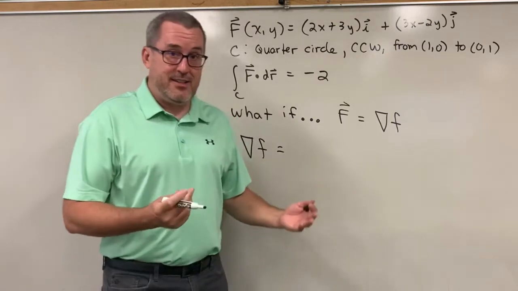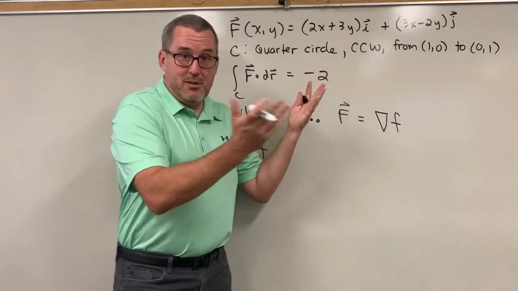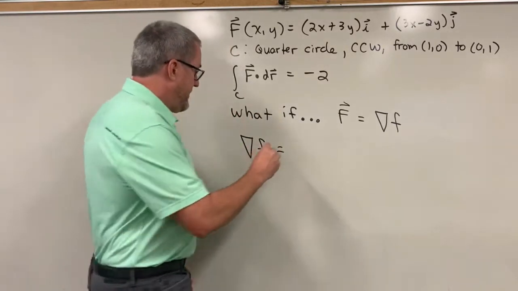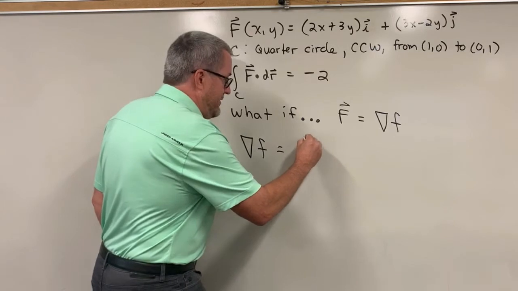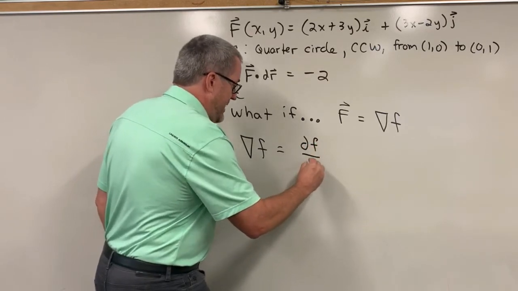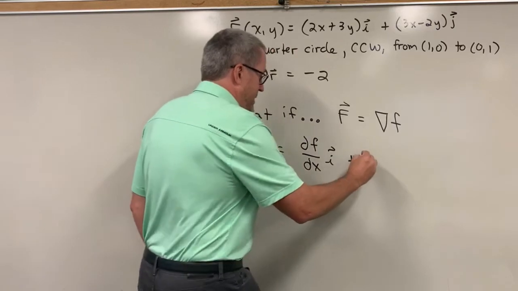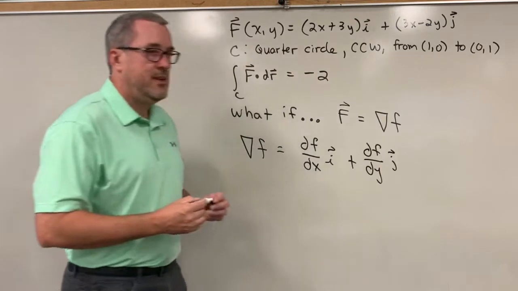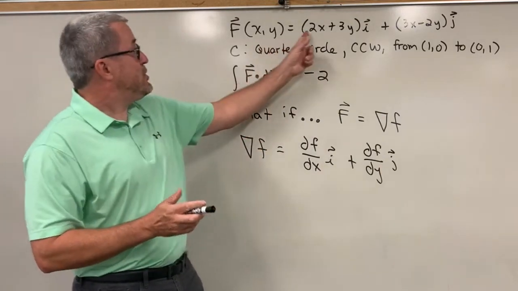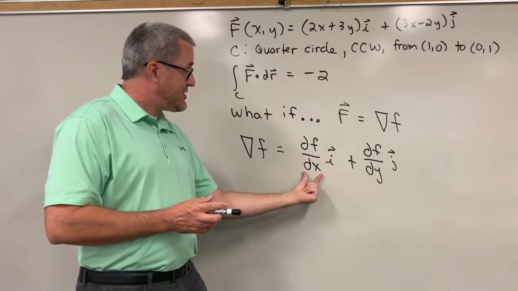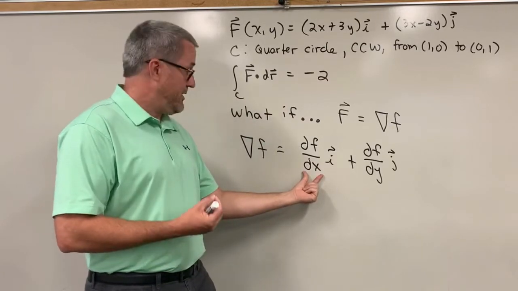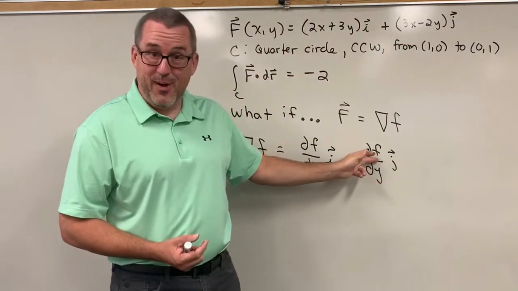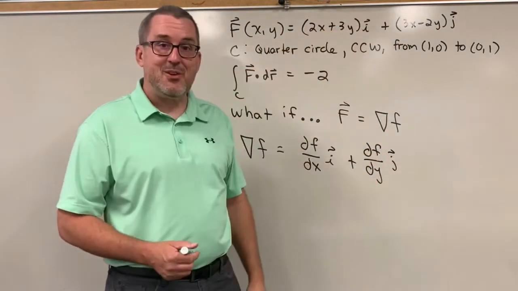A gradient vector is, given some multivariable, in this case two-variable function of x and y, the vector consisting of the partial derivative of f with respect to x, i, plus the partial derivative of f with respect to y, j. So, what if 2x plus 3y was actually df/dx, a partial derivative with respect to x? And what if 3x minus 2y was df/dy? What if this was a gradient vector field?